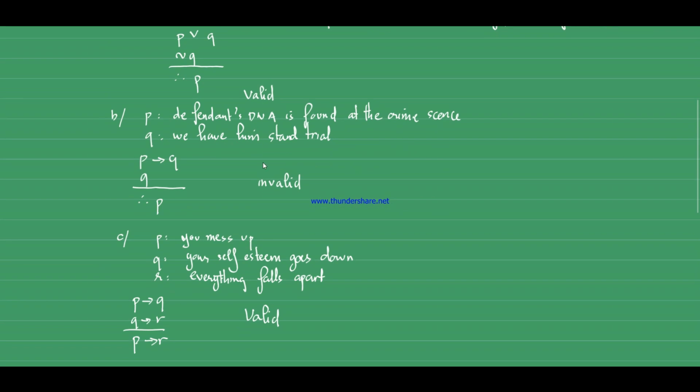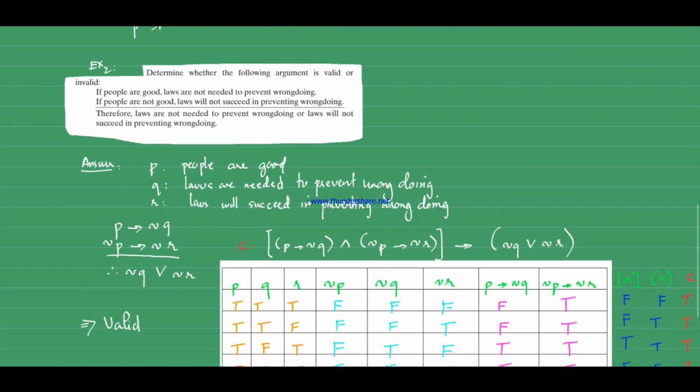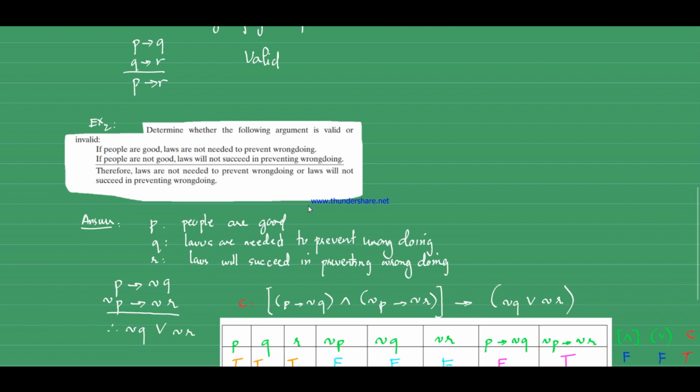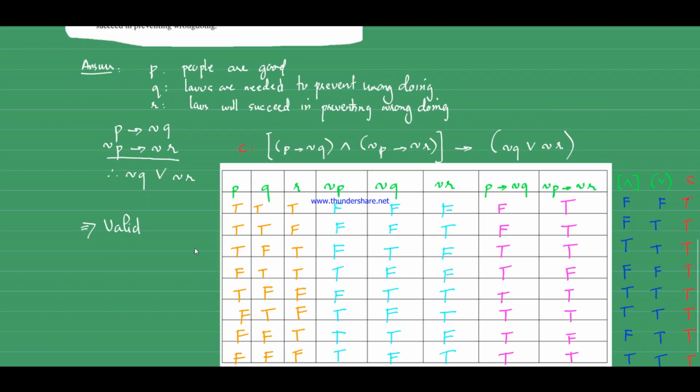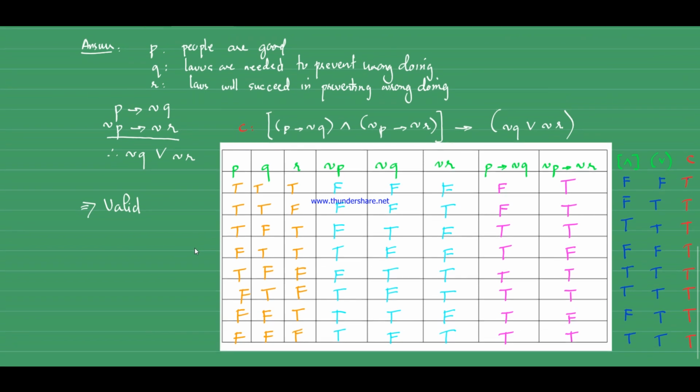Okay, so in the last example, we're gonna check whether the argument is valid or invalid for the case when we have three premises at the same time. So you see that so far the arguments contain only two premises. Now what if we have three premises? Oh, actually this one has three premises already.